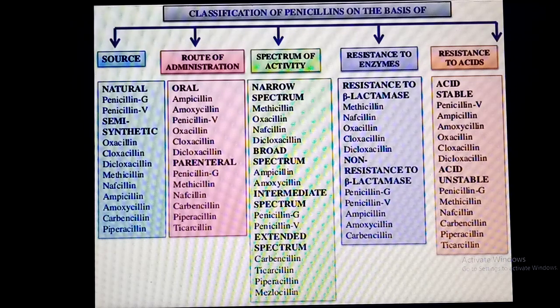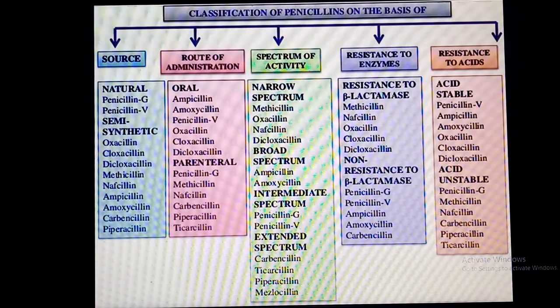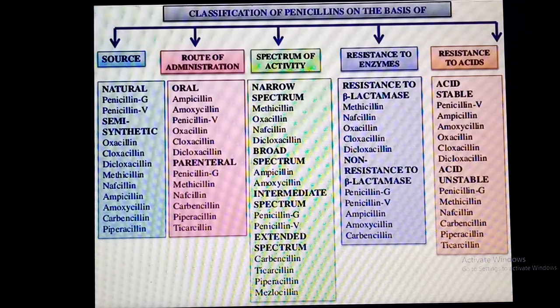After that, I will explain how these drugs are available and in different doses. Inshallah, I will explain it in the next lecture. Now here the routes of administration are oral and parenteral. Parenteral includes penicillin G, methicillin, nafcillin, carbenicillin, piperacillin, and ticarcillin.